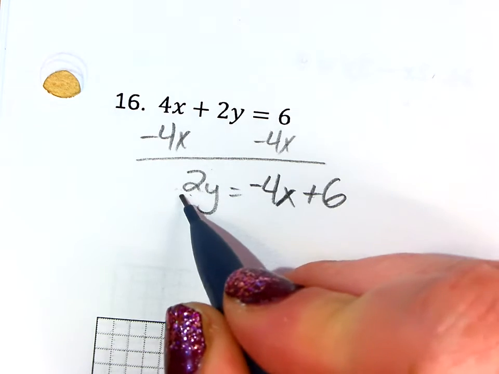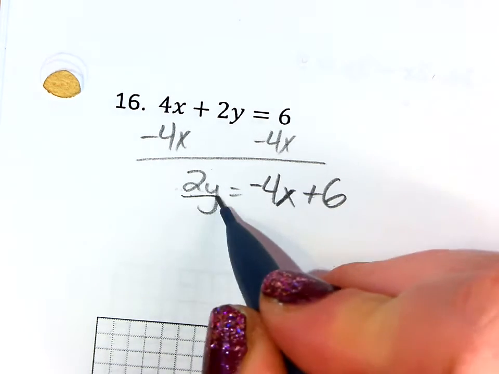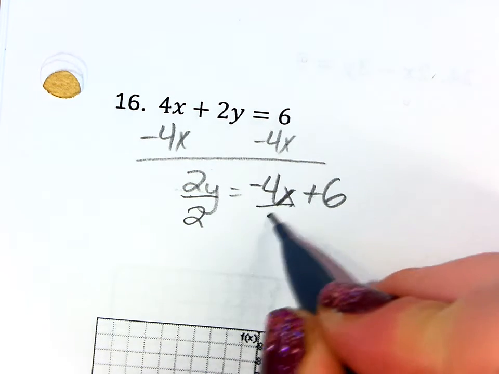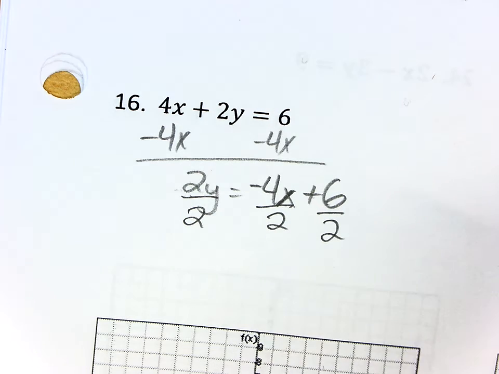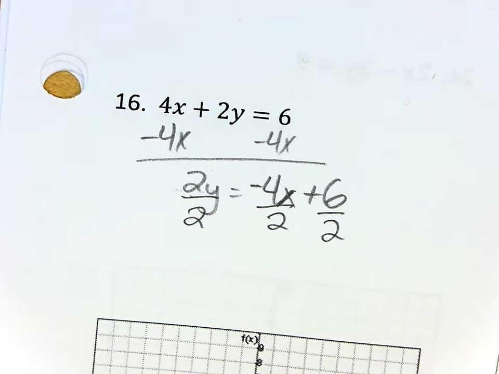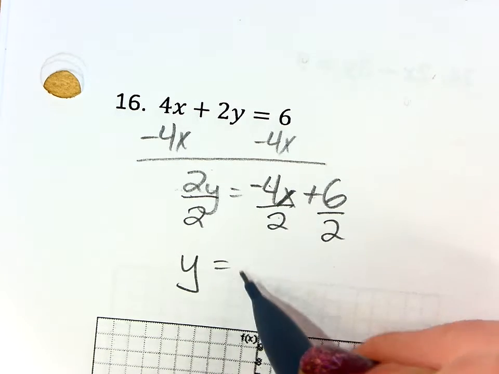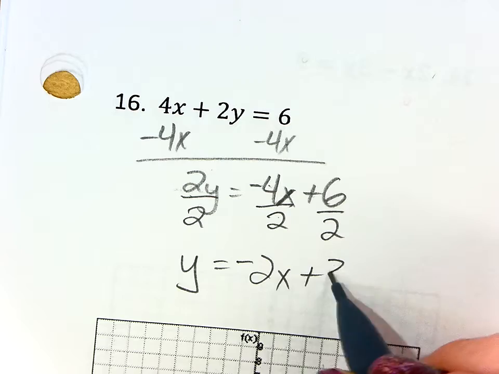Now here's another place where a lot of kids mess up. You need to divide everybody by 2. You get divided by 2 and you get divided by 2. Everybody. So the entire left-hand side gets divided by 2 and the entire right-hand side gets divided by 2. Everybody. So that leaves me with y equal to negative 2x plus 3. That's it.